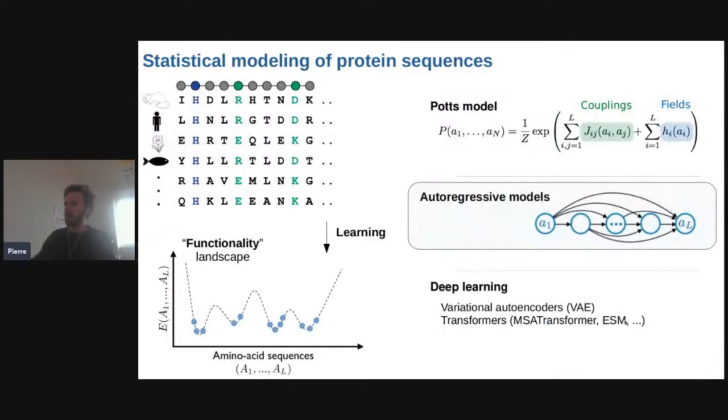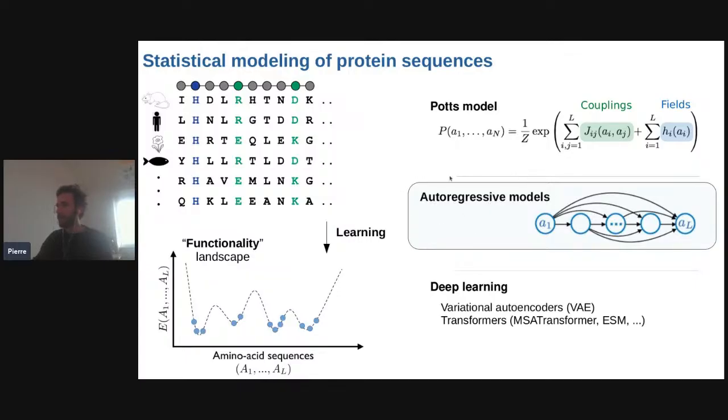There are different ways to do this, and the point is not to explain all of them, but just to mention them. The first thing that really worked very well in this field is the Potts model, where you essentially model both the interactions between different columns of the alignment, so different sites in the protein, and the conservation. You do this with couplings and fields.